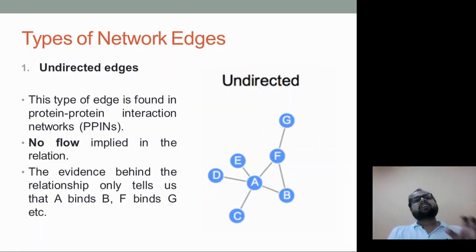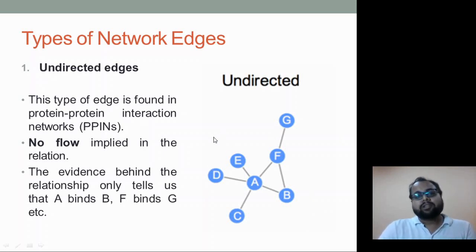Now, what are the different types of network edges? As I told you, these are the edges in your graph theory, and there are different types. The first type is called an undirected edge. Undirected means there is no direction. This type is found in your protein-protein interaction network.